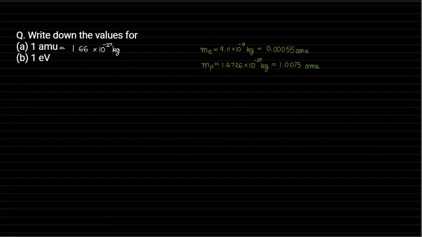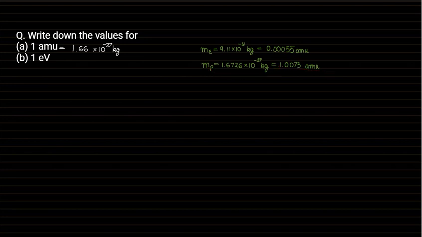And if you divide, you will get 1.0073. So the mass of the proton in terms of AMU can be written as 1.0073 AMU. Can you see? The mass is almost equivalent to 1 AMU. The difference is somewhere around 10 to the power minus 3, 10 to the power minus 4. This is a very small difference, so we can ignore it. The mass of the proton in AMU can be expressed in these numbers.